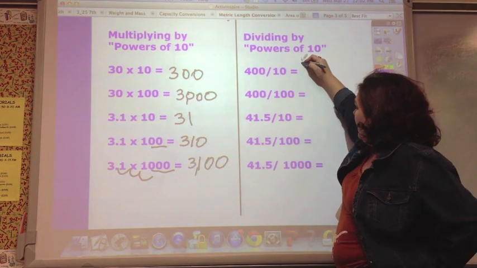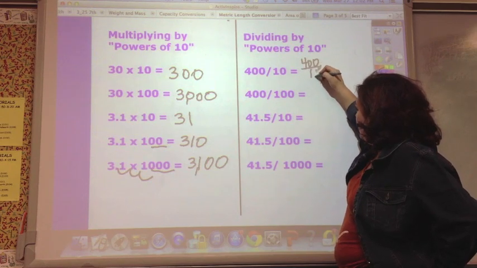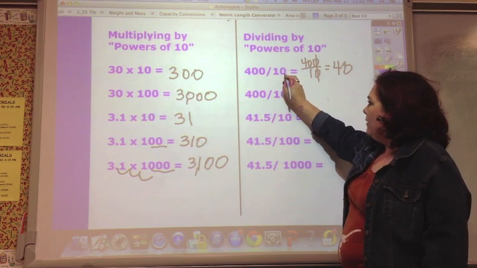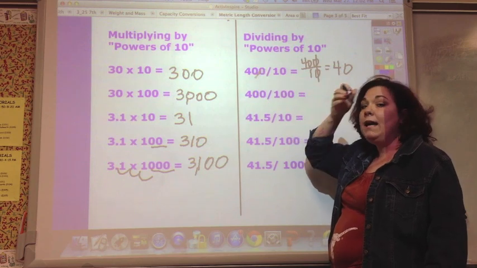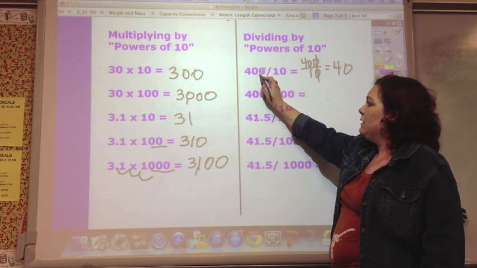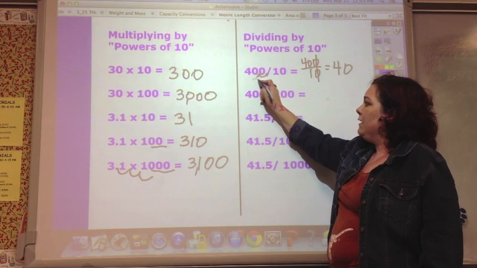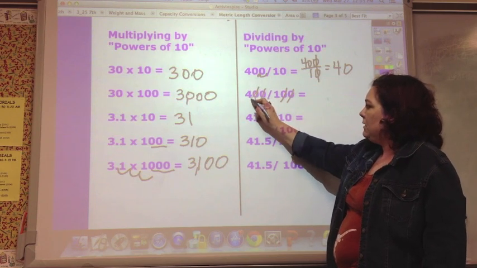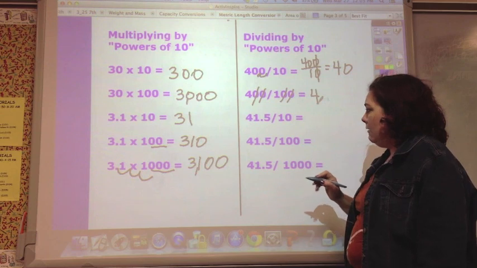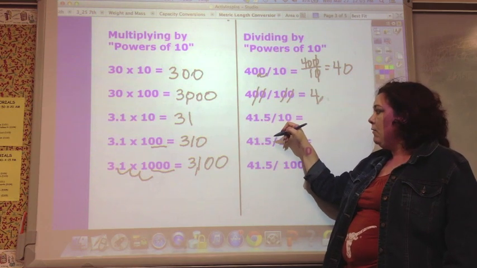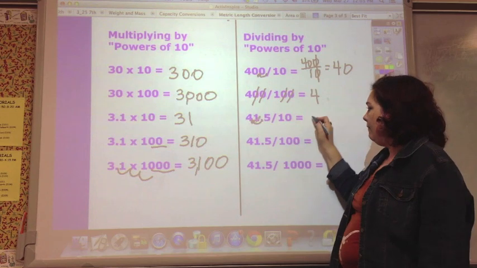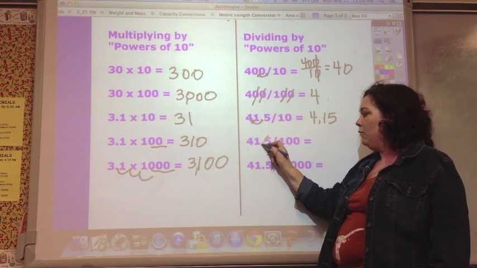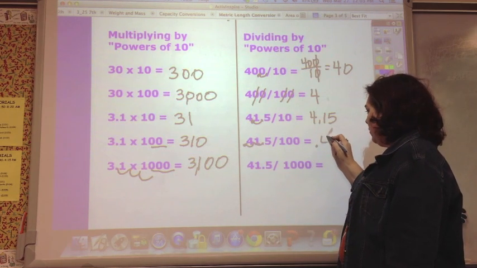Now, dividing by powers of 10, you're going to move your decimal place to the left. And if you had 400 divided by 10, these zeros would cancel out, and it would just equal 40. Instead of going to the right, like multiplying, you'd go to the left to divide. So 1 place over would give you 40. Then if you were dividing by 100, you'd cancel those out, you'd go 2 places over, and it would give you 4. Now, if you have a decimal point, it's still the same thing. If you divide by 10, you move it 1 place to the left. So it's 4.15. And if it's 2 places moved to the left, 1, 2, it's 0.415.